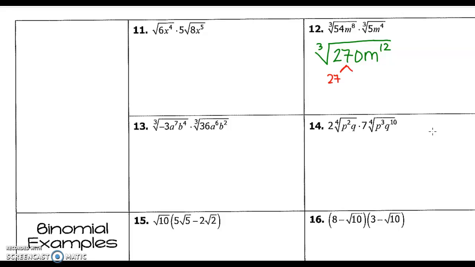270, I'm going to go 27 and 10, because then I know the cube root of 27 is 3. 10 would be stuck. There's not going to be any groups of 3 in 10. M to the 12th, I could make 4 groups of 3, so that's m to the 4th. So outside, I have 3m to the 4th, cube root of just 10 inside.